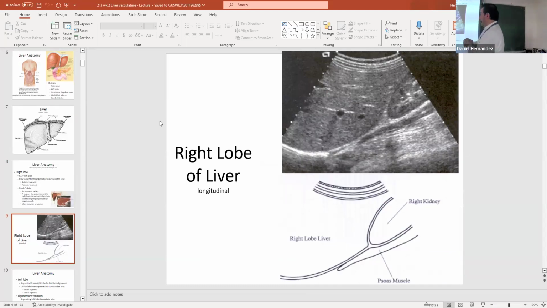Here we have a nice sagittal view of the right lobe with the kidney in the view. So here we see the right kidney, and we can compare again the echogenicities between the liver and the kidney. They look pretty isoechoic. So that's a good indication that this patient has a nice healthy liver.